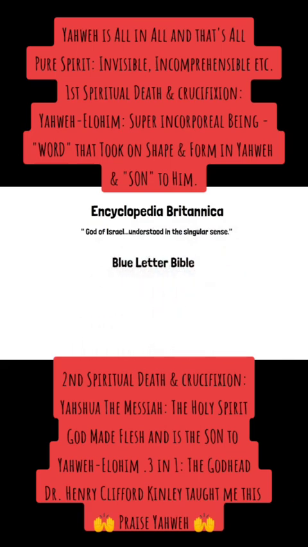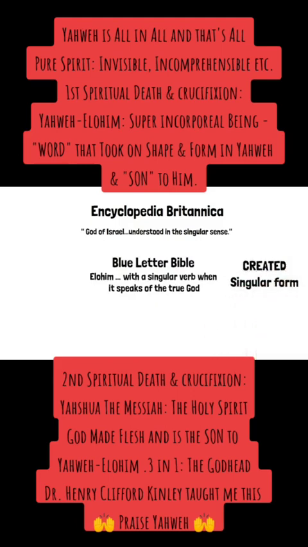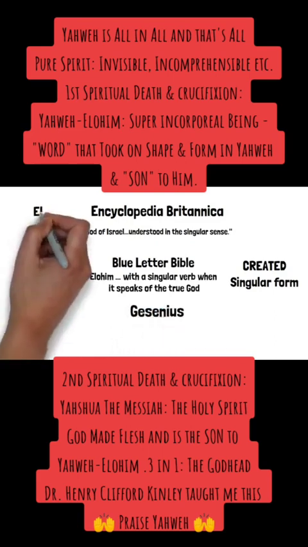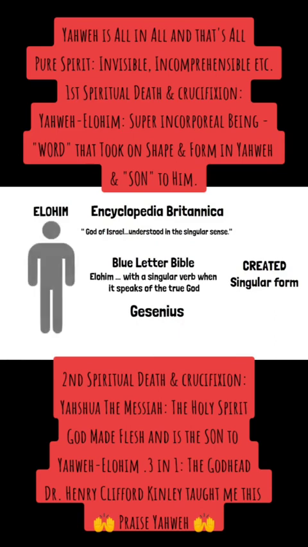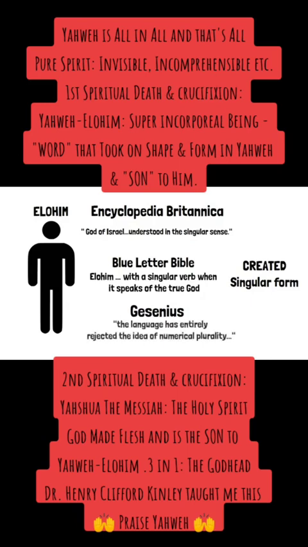The Blue Letter Bible says, the noun Elohim is plural, but is always used with a singular verb when it speaks of the true God. In Genesis 1:1, the word created is in the singular form, thus it's referencing a single person who did the action of creating. And lastly, one of the most well-respected Hebrew scholars is a man named Gesenius. He wrote that the plural nature of Elohim was for intensification and was related to the plural of majesty and used for amplification. Gesenius states, quote, the language has entirely rejected the idea of numerical plurality in Elohim whenever it denotes one God. This is proved especially by its being almost invariably joined with a singular attribute.